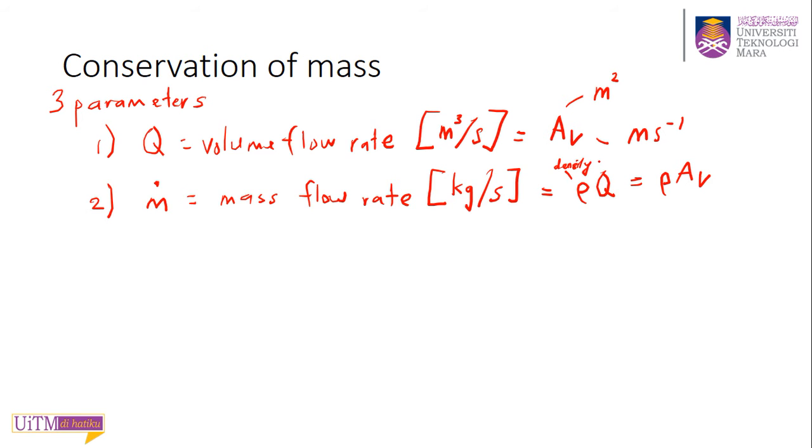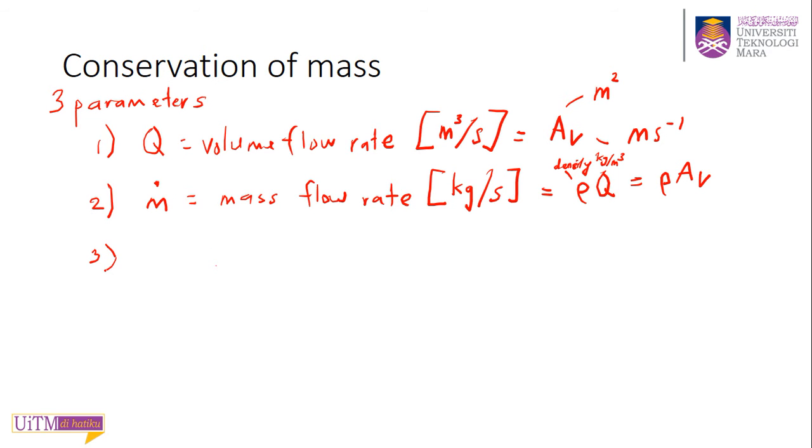So this is density, mass over volume, so mass in kilograms over meter cubed. If you multiply by Q, you can cancel out the meter cubed, and then it will give you kilogram per second. Or you can change your Q in terms of area and velocity.